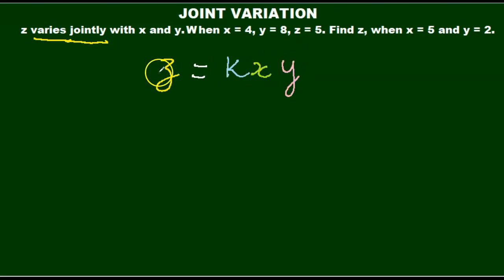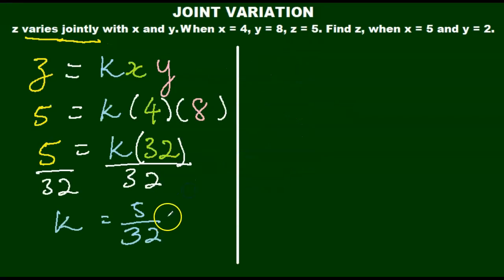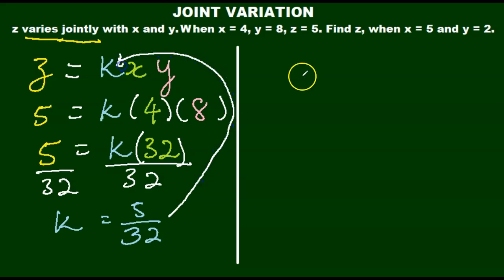Now we're going to plug in our given variables, x equals 4, y equals 8, z equals 5, in order to find our k. So I can say my z equals 5. We don't know what our k is, so we're going to leave k as that. What's my x? That is 4. And my y equals 8. Simplify 4 times 8. That gives me 32. And if I divide both sides by 32, now we can plug our k equals 5 over 32 back into our original equation. So we get z equals 5 over 32 x y.